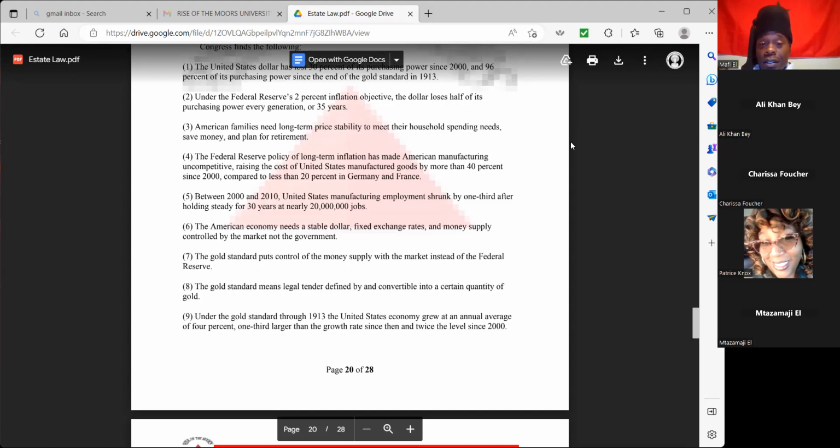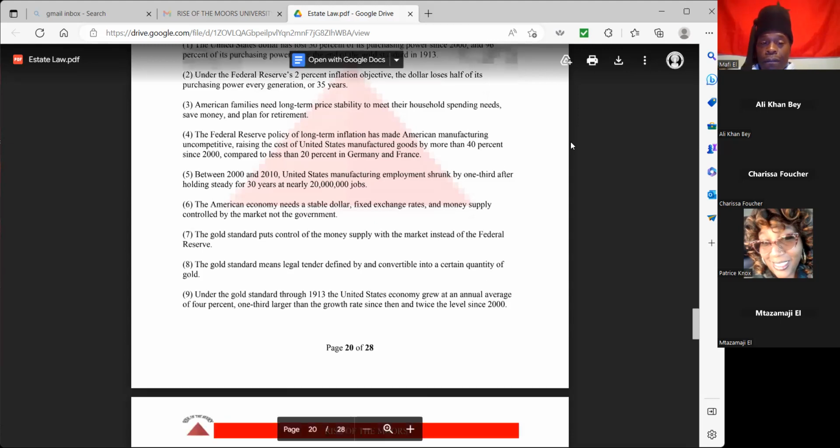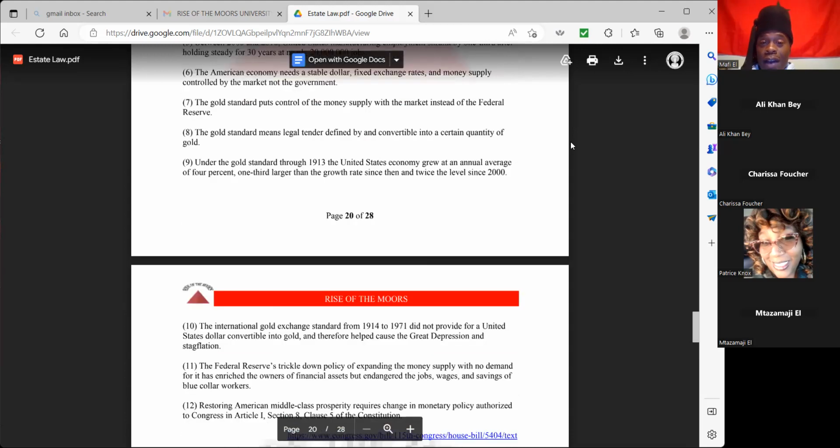5, between 2000 and 2010, United States manufacturing employment shrunk by 1/3 after holding steady for 30 years at nearly 20 million jobs. 6, the American economy needs a stable dollar, fixed exchange rates, and money supply controlled by the market, not the government. 7, all these are reasons in 2018 why a dollar needs to be a fixed weight of gold. 7, the gold standard puts control of the money supply with the market instead of the Federal Reserve. 8, the gold standard means legal tender defined as convertible into a certain quantity of gold.